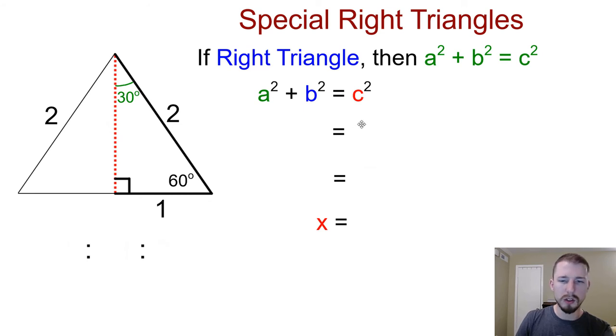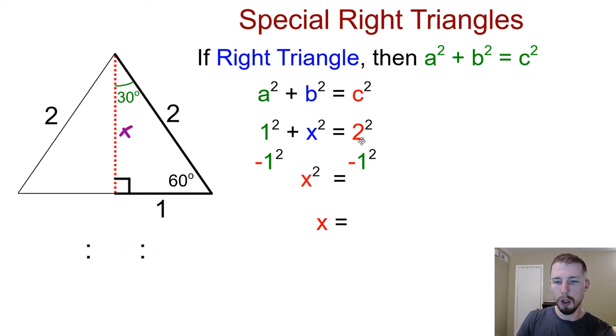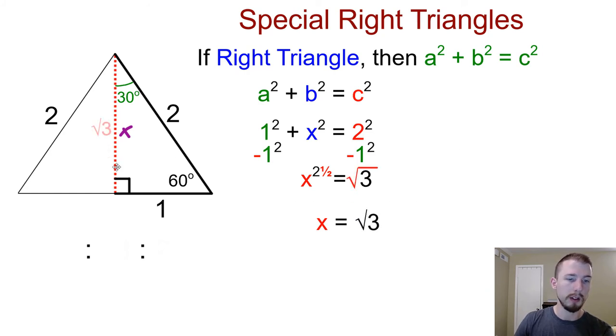Our hypotenuse is 2, so it would be 2 squared. We're going to call this length here that we're solving for x. So we're going to say that we have x squared plus 1 squared, or 1 squared plus x squared is equal to 2 squared. So we subtract the 1 squared from both sides, leaving us with x squared is equal to 4 minus 1, which is 3. Then we take the square root of both sides, which will leave us with x is equal to the square root of 3. So this is equal to rad 3.